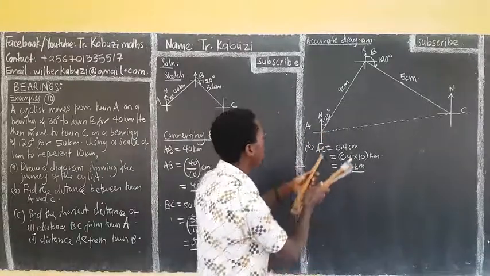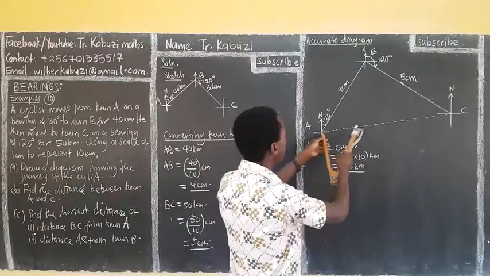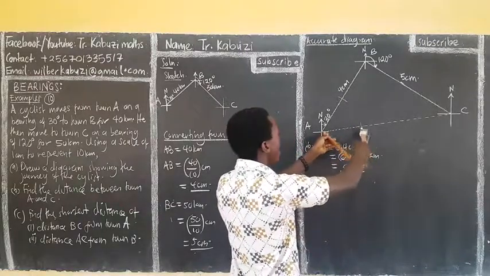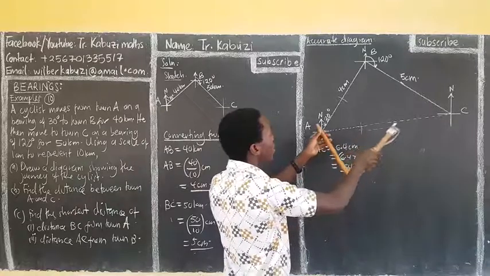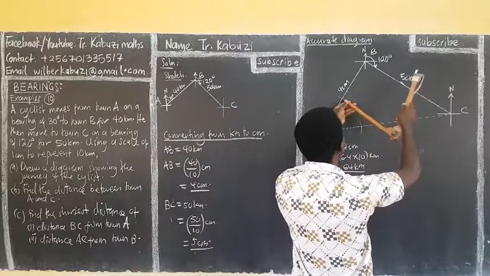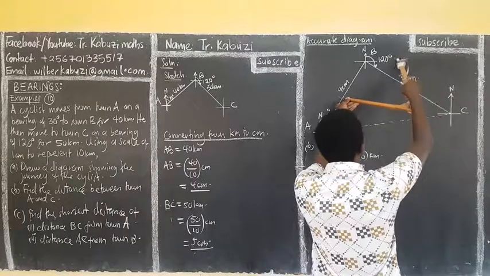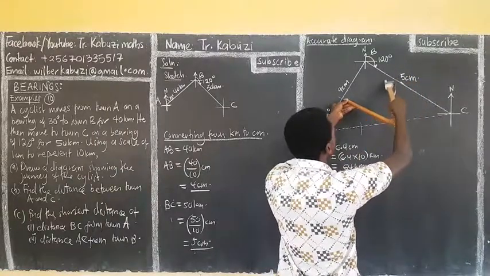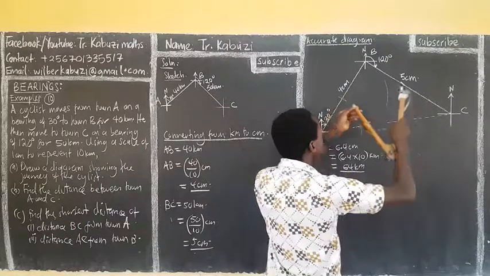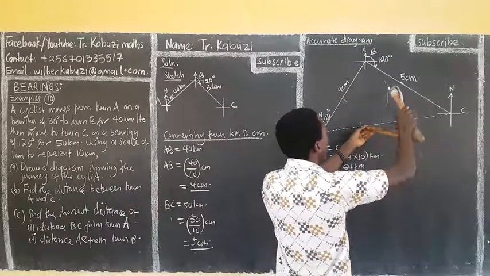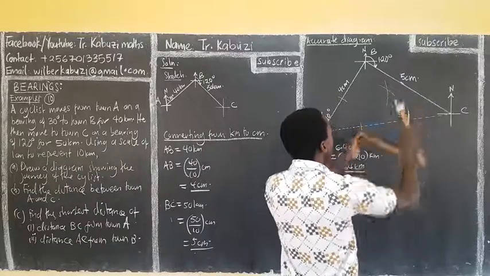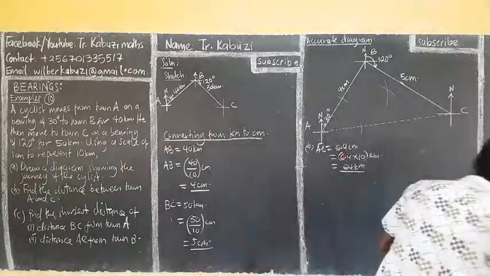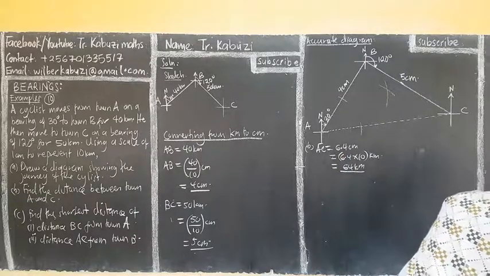What you do, you get your compass, you put an arc there, then also an arc there. Then after you adjust, you put the compass there from that arc. Even you can adjust to smaller. So then you put an arc there. Don't change the distance now. You come here, you also put an arc there. Where they are meeting, you draw a line from here up to that point there.